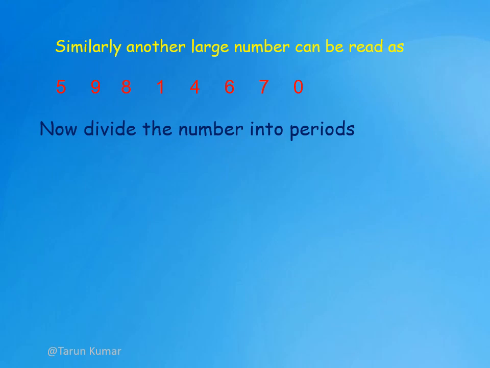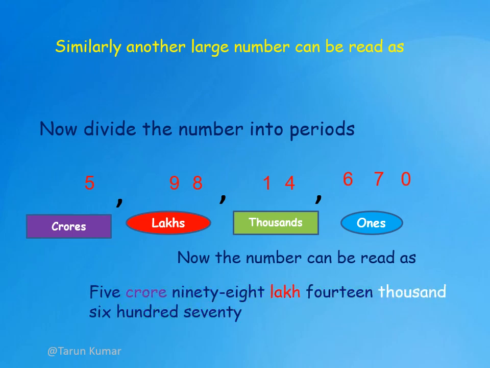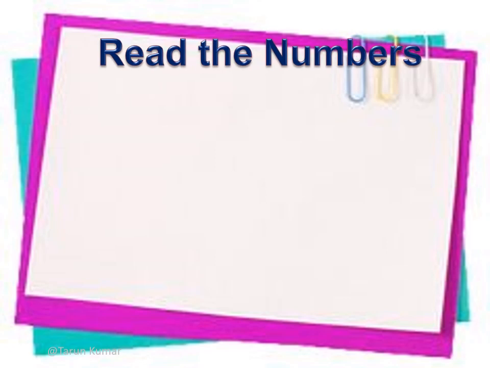Similarly, another large number can be read as 5,9,8,1,4,6,7,0. Now divide the number into periods. So 6,7,0 will be one period. Then 1 and 4 will be another period. 9 and 8 will be another period, and 5 will be another period. Now let us find out what are the periods. The periods are crores, lakhs, thousands, and ones. Now separate these periods by using commas. So after 5, 1 comma, then after 98, 1 comma, then after 14, 1 comma, then 670. Now the number can be read as 5,98,14,670.